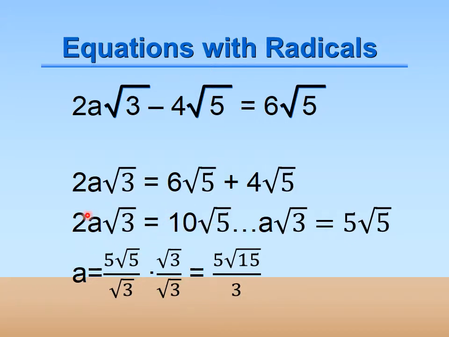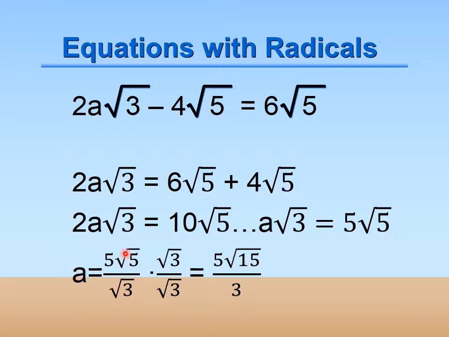And then I can divide both sides by 2, and I get a square root of 3 is equal to 5 square roots of 5. Now I'm going to divide both sides by the square root of 3, and I get a is equal to 5 square roots of 5 over the square root of 3.